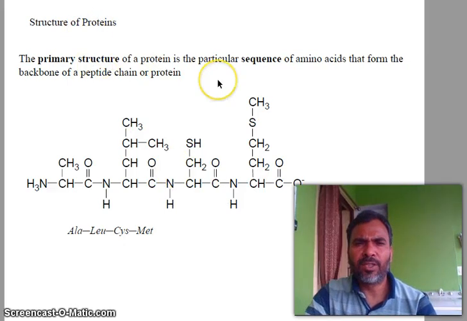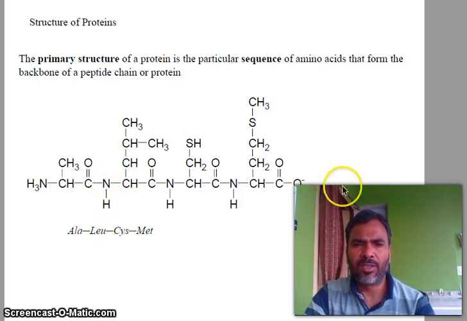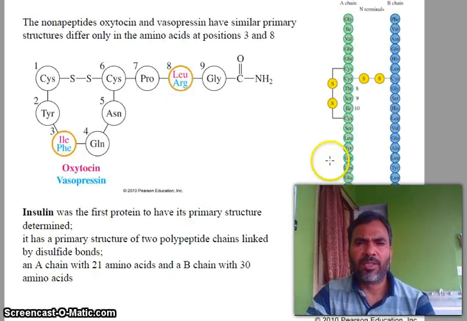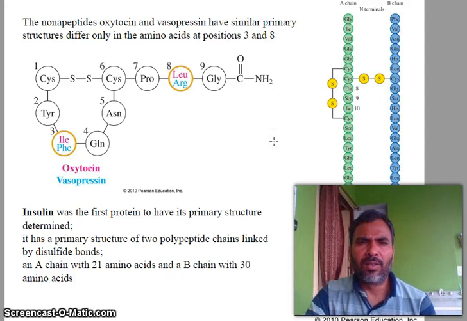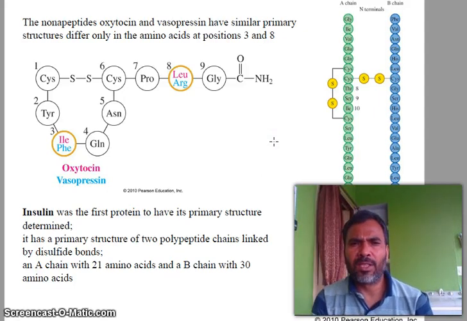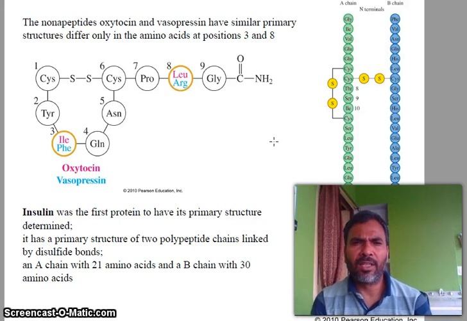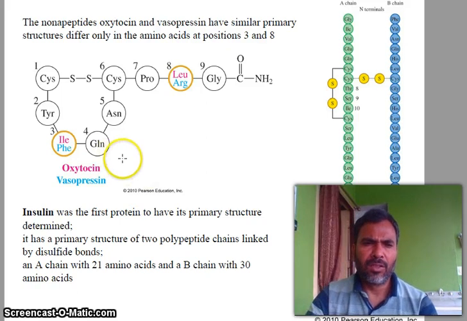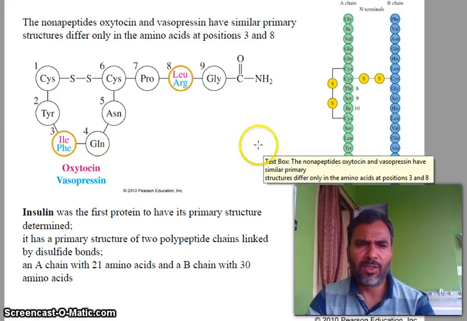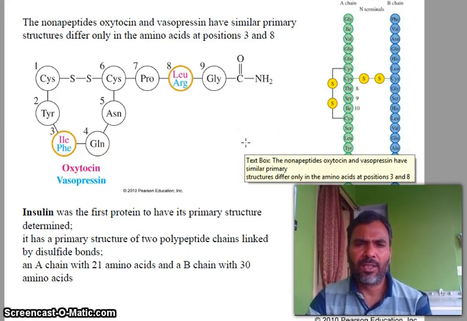The primary structure of protein is the particular sequence of amino acids that form the backbone of the peptide chain of proteins. You see, this is the primary structure. The peptides oxytocin and vasopressin have similar primary structure, differing only in the amino acid at positions 3 and 8. This is oxytocin, vasopressin.